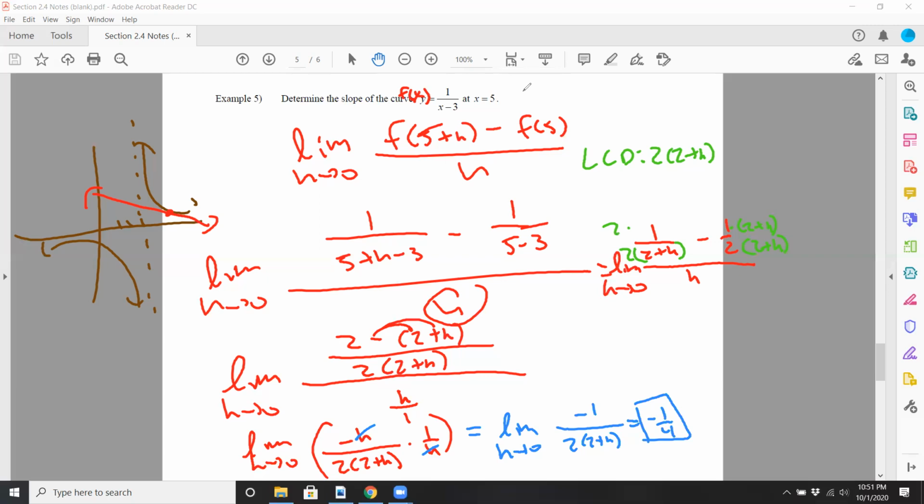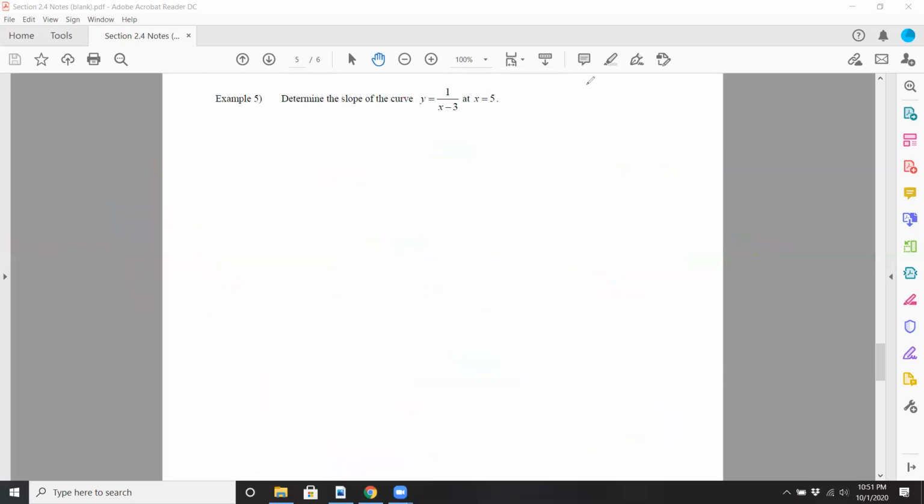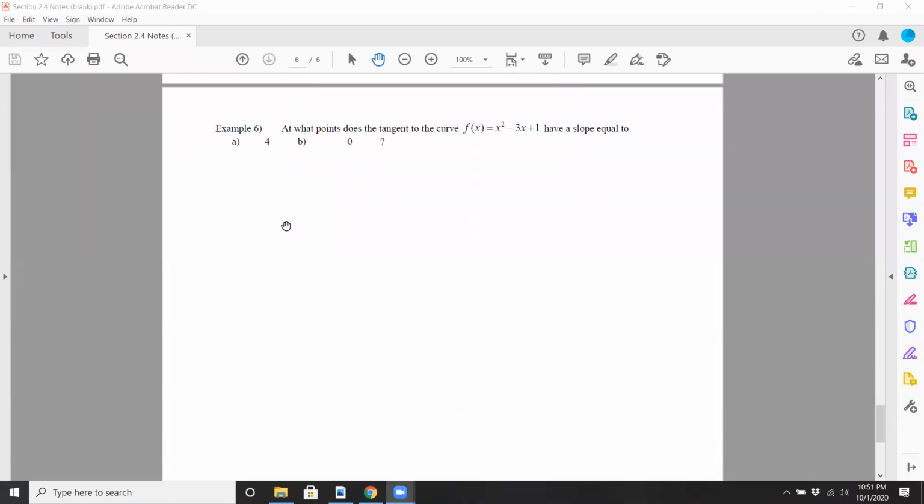Okay, so hopefully we are good there. And lastly, example 6. Now, example 6 is asking you, kind of working backwards here. At what point does the tangent to the curve have slope equal to 4 or 0?